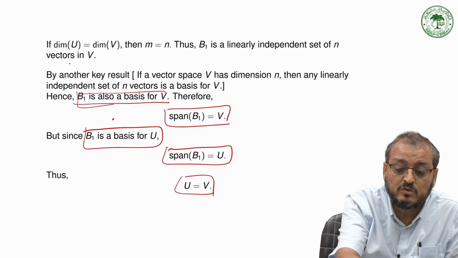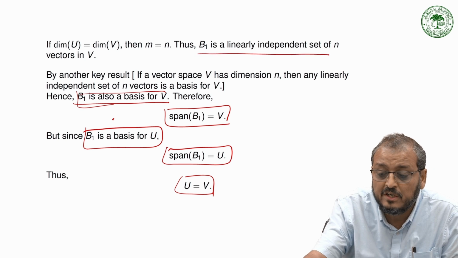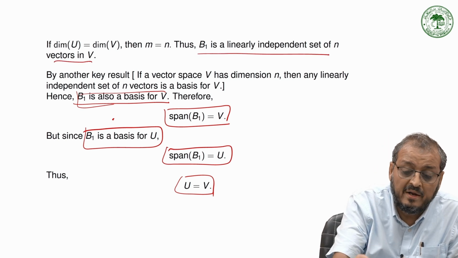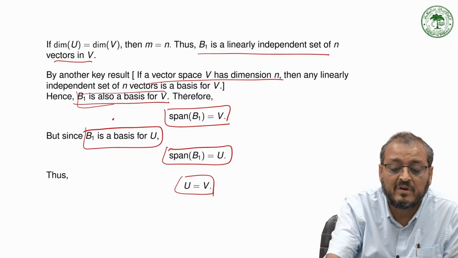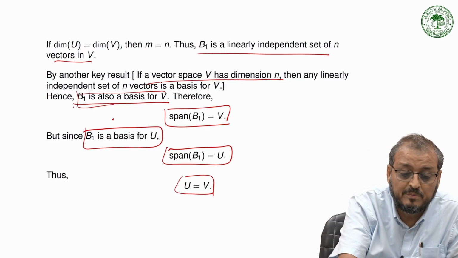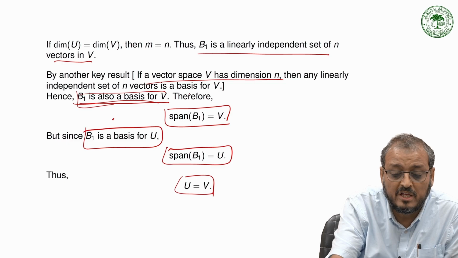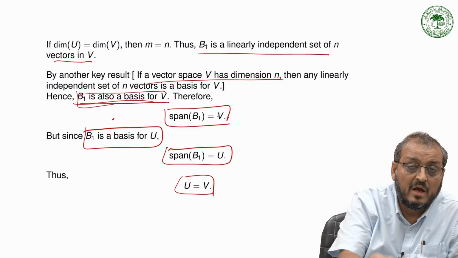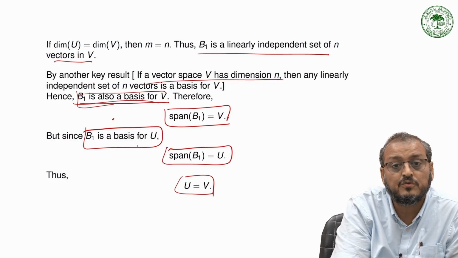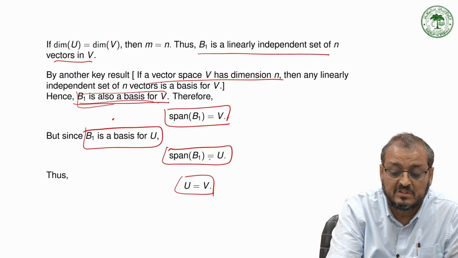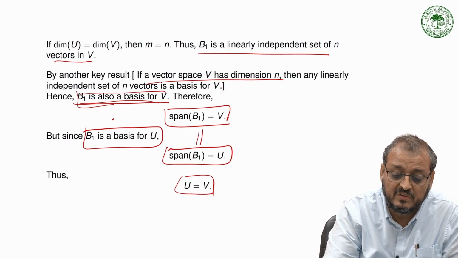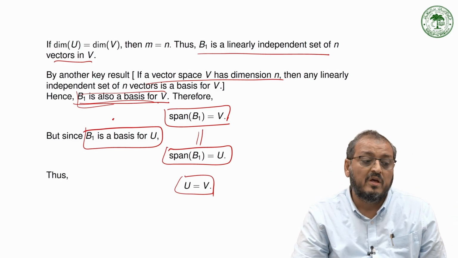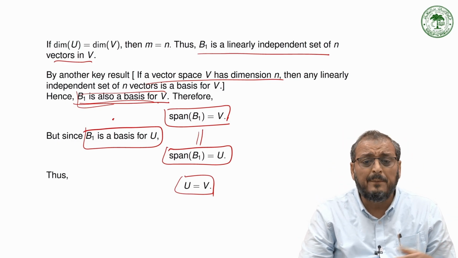If dimension of U is the same, then B1 is a linearly independent set of n vectors in V. And in a vector space V of dimension n, any linearly independent set of n vectors is a basis. So that means B1 is also a basis for V. Therefore span of B1 is equal to V, and we assumed that B1 is a basis for U, so span of B1 is also U, and by these two conditions we can say that U is equal to V. So this completes the proof of this theorem.